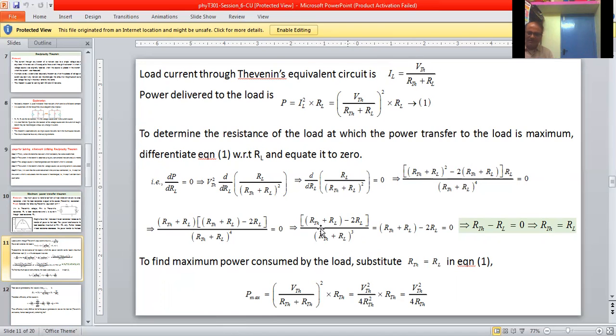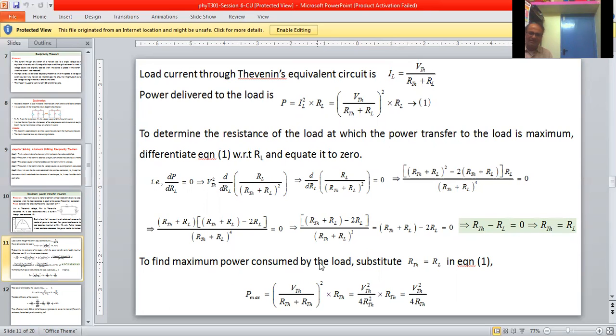Then you are sending this denominator to the RHS, so that goes to 0. That means this thing becomes equal to 0, and simplifying this bracket, you will get RTH minus RL equal to 0. This implies that RTH is equal to RL. So that condition is achieved.